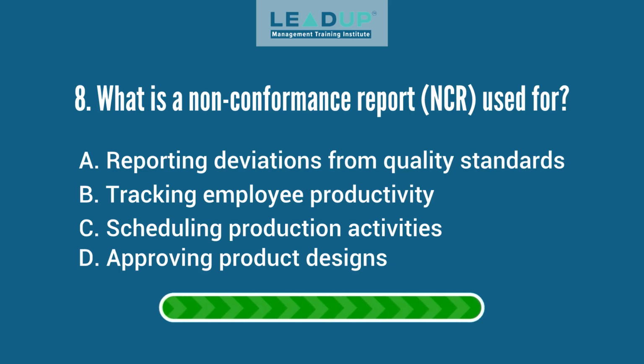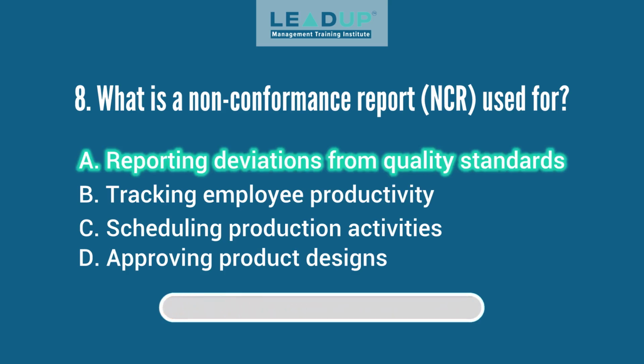Question 8. What is a non-conformance report, NCR, used for? A. Reporting deviations from quality standards, B. Tracking employee productivity, C. Scheduling production activities, and D. Approving product designs. The answer is reporting deviations from quality standards.